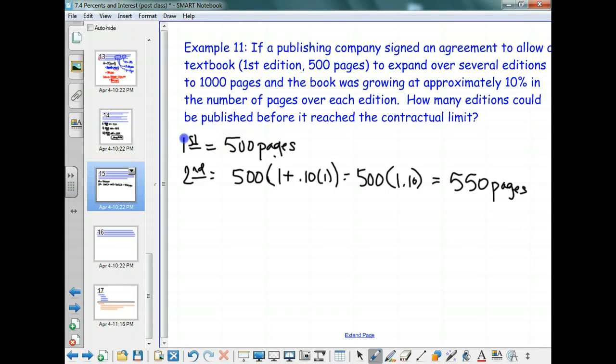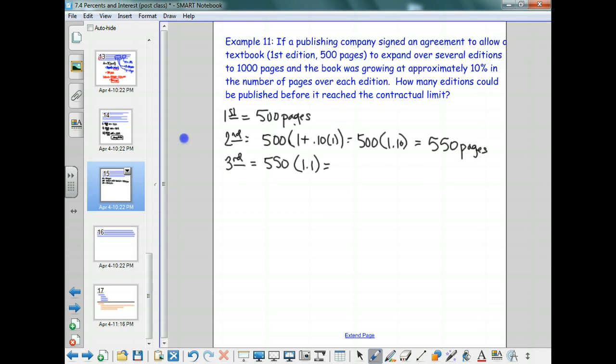So we get to make a third edition, don't we? So what am I going to do with my third edition? I'm using 550 now because I want the edition before to increase by 10%, right? So I need the 550 from the last part of this problem to then be multiplied by my 1.1. How much is that? 605. So it's not 600, it didn't increase by 50 pages, it actually increased 5 pages this time, didn't it?